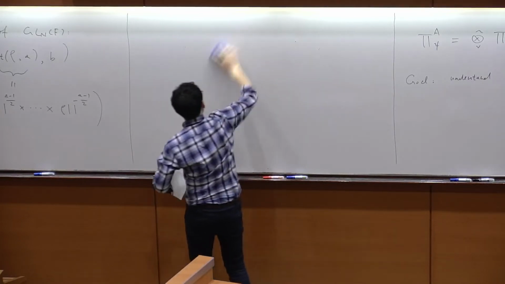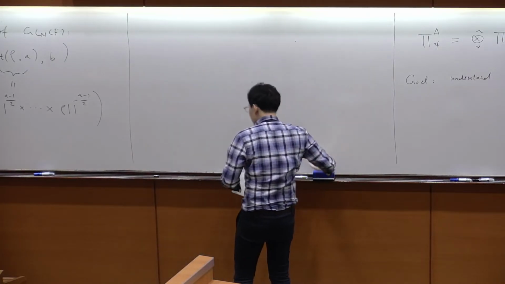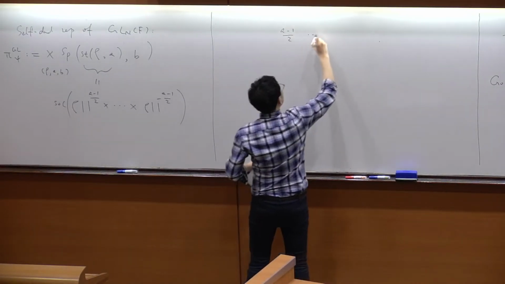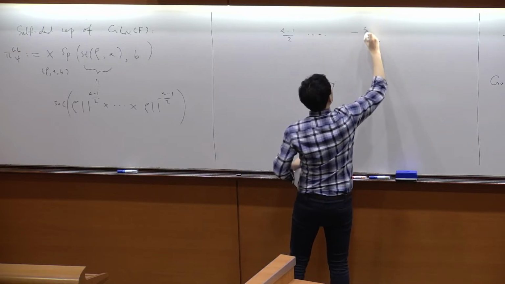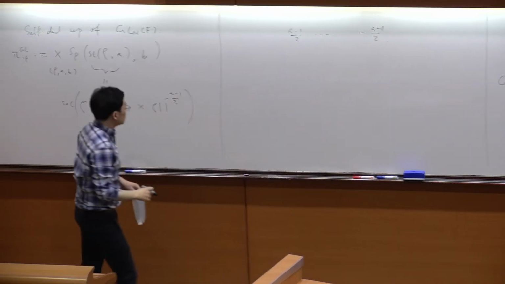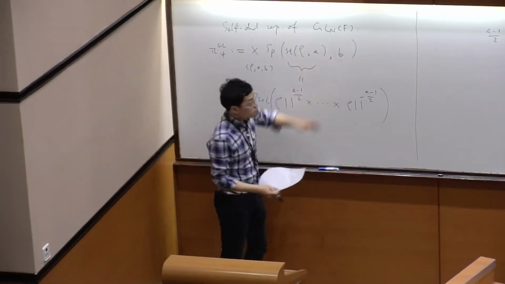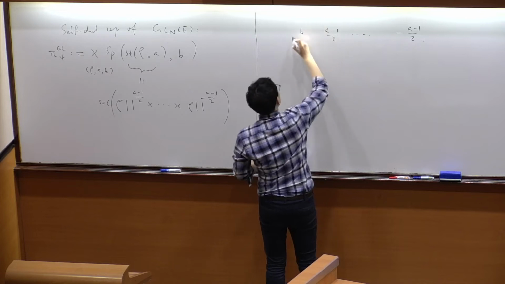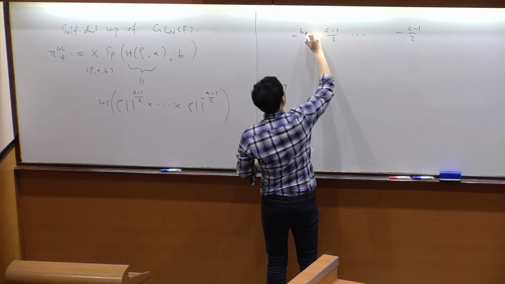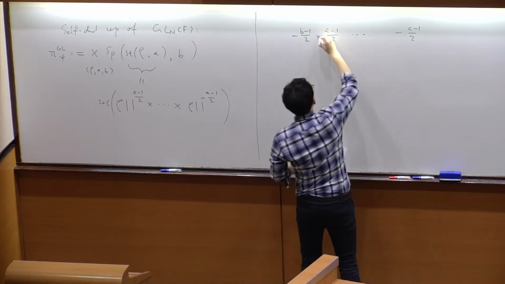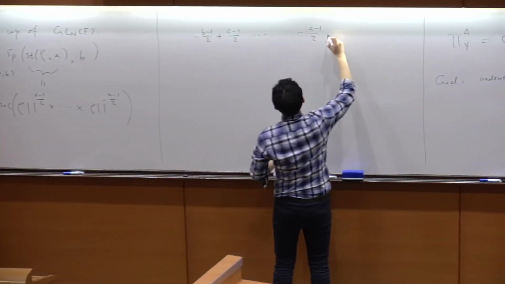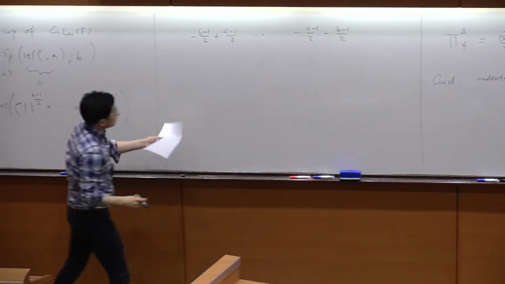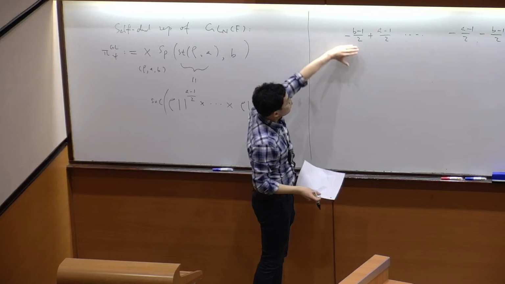So here, if we keep track of these exponents, I have a minus 1 half, and it's decreasing to negative a minus 1. And now I twist according to this b. So I'm going to add a negative b minus 1 half. So this will be b minus 1 half, okay? And then I'll keep adding.